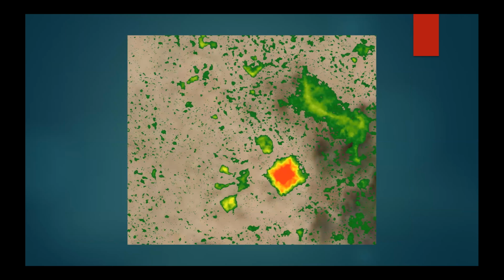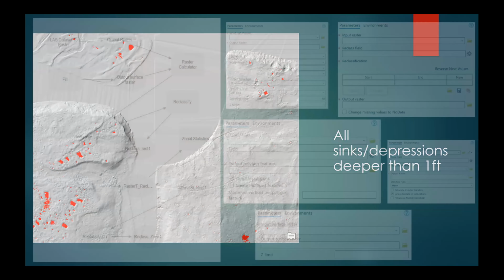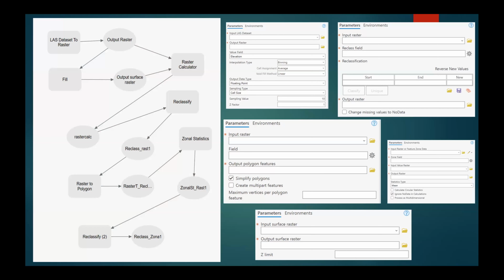So when I start with this and I want to delete all those, the way that I isolate it is basically to say, let me take all of the depressions deeper than 1 foot. All of the sinks that have a maximum depth of more than 1 foot are most likely cultural, and all of the sinks that are less are most likely natural. And what you end up getting is a pretty nice map of these site features.